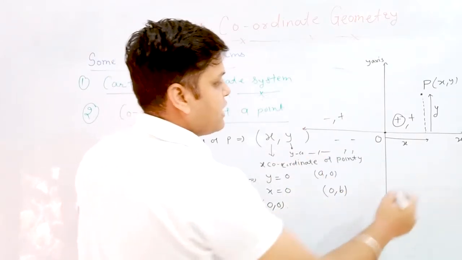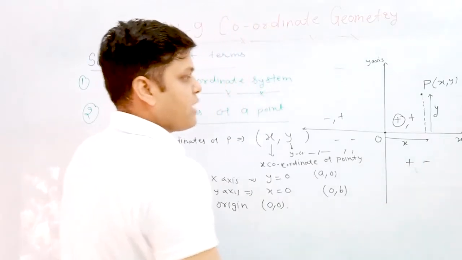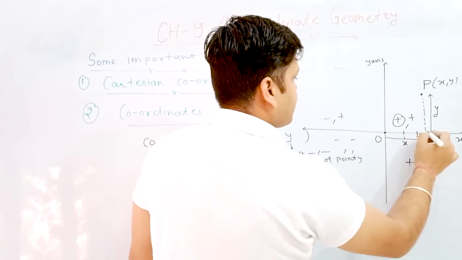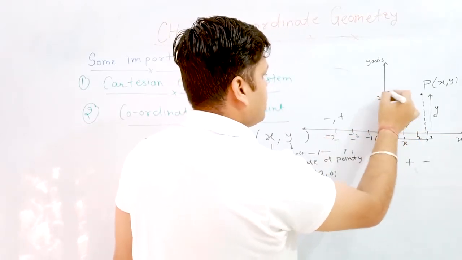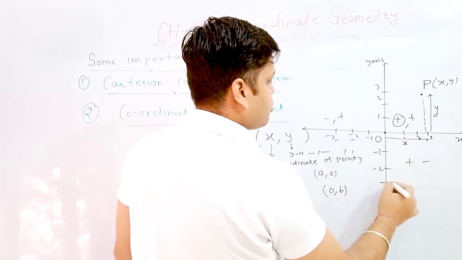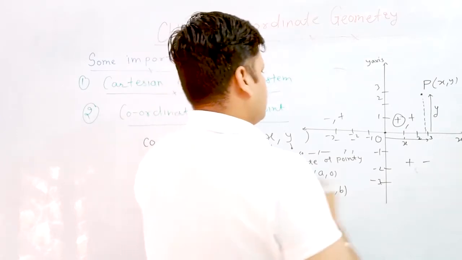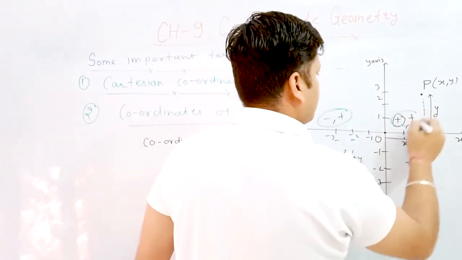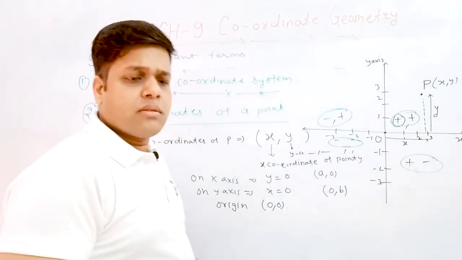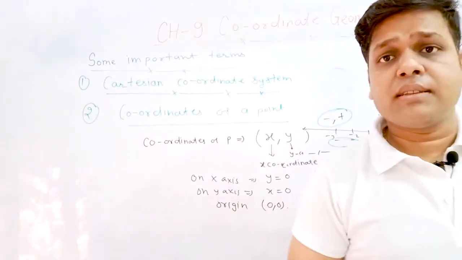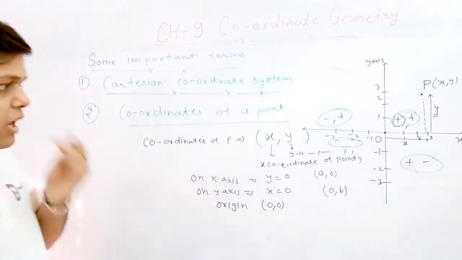Third quadrant, both are negative. Fourth quadrant, x coordinate will be positive and y coordinate negative. We write this like that: 1, 2, 3, minus 1, minus 2, minus 3, 1, 2, 3, minus 1, minus 2, and minus 3. These are the concepts which were discussed in class 9 also. So don't panic here. We discussed all these things in class 9.